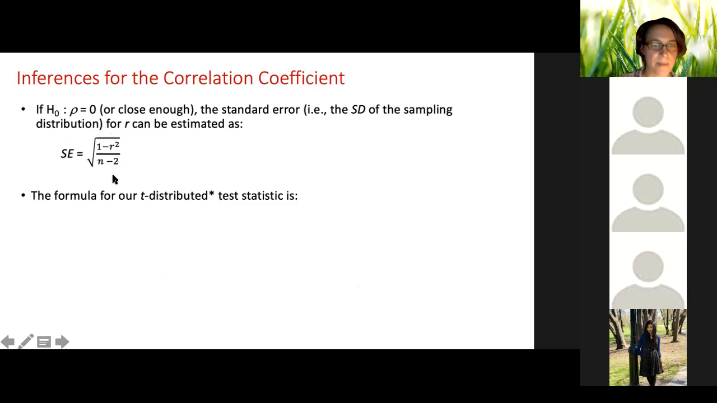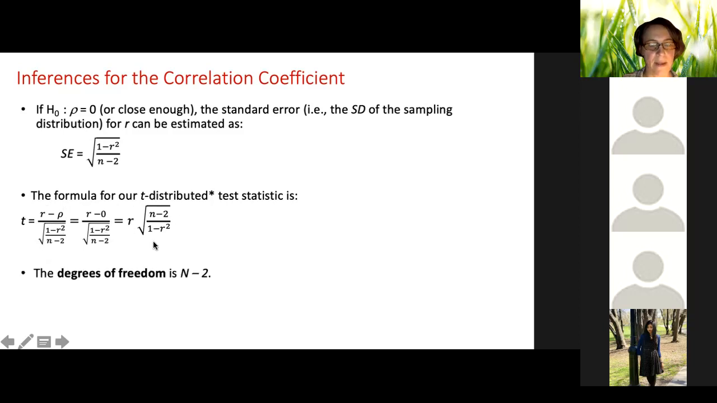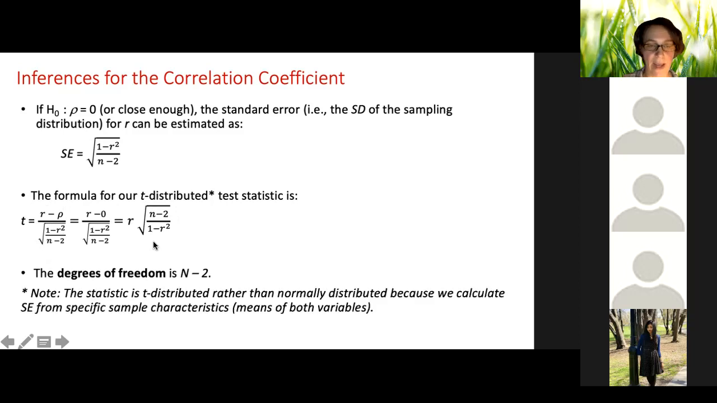And I mentioned before, the test statistic follows a t distribution. So that can be calculated as follows. As usual, we subtract the true population parameter, in this case 0, from our observed correlation, and then we divide by the standard error, and then we end up with this formula here. And our degrees of freedom are n-2, the sample size minus 2, and again, we are losing 2 degrees of freedom because we are estimating our means.